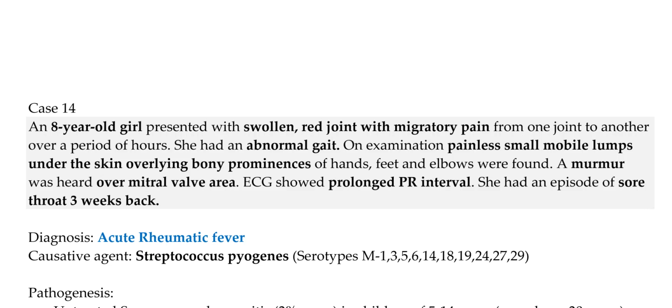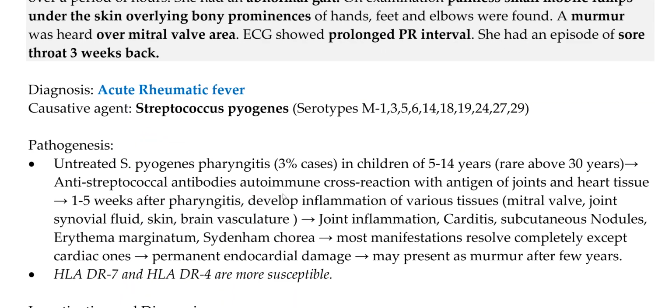It is acute rheumatic fever caused by Streptococcus pyogenes, usually the serotype 1, 3, 5, 6, 14, 18, 19, 24, 27, and 29. If you cannot remember the serotype, it is okay. But you have to remember Streptococcus pyogenes as a causative agent of acute rheumatic fever. It is basically an immunologically mediated complication which follows this bacterial infection. So let us see its pathogenesis in detail.